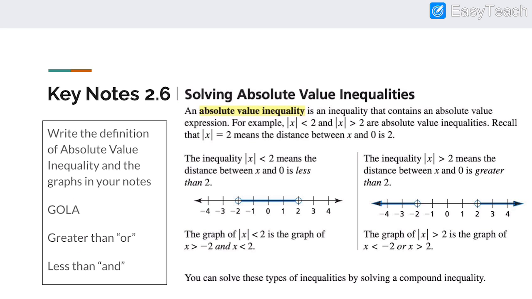Anything that has a less than symbol is always going to result in and. If it has a greater than symbol, it's going to result in ors. To solve these, you simply take whatever is inside the absolute value and you treat it like you would a compound inequality. So this one, because it's less than, it's going to be an and statement. We have to have both the values shown at either end, same as this one. Because it's a greater than symbol, it's going to be an or statement.